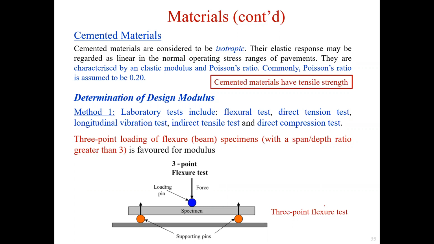The setup of the 3-point flexural loading test is shown here in the bottom figure. The sample is supported by two supporting pins, and there's a loading pin to apply the force. This 3-point loading of a sample with a span over depth ratio greater than 3 is favored for modulus characterization, as the test conditions are considered to simulate the strain gradients generated within a pavement layer.